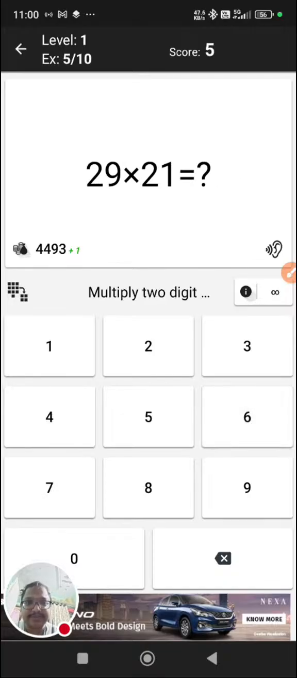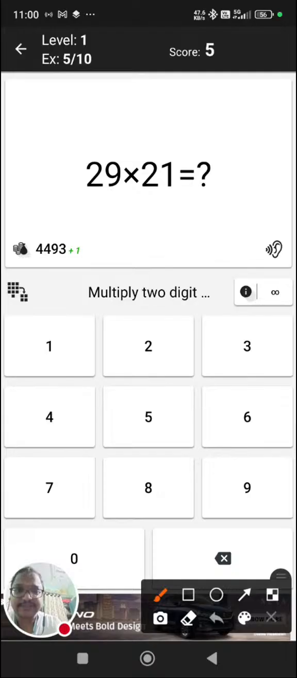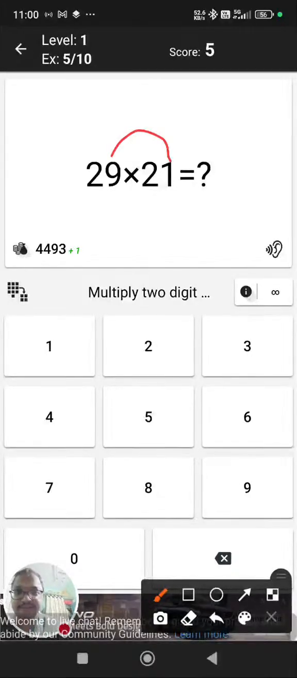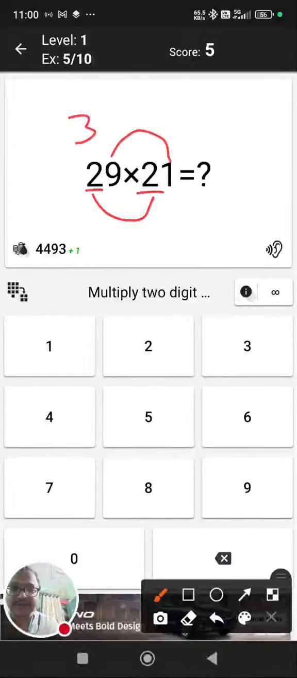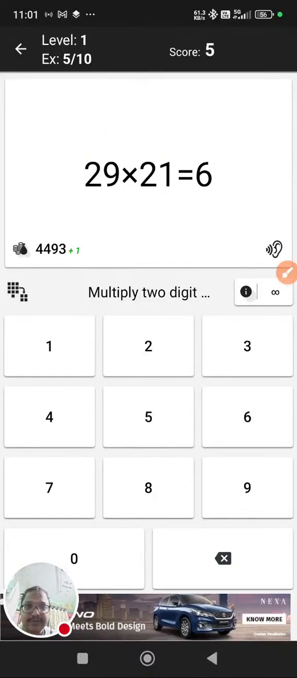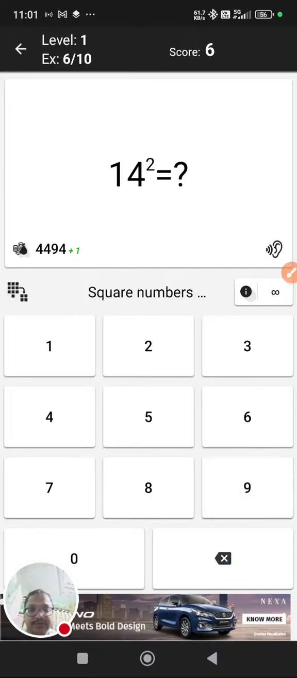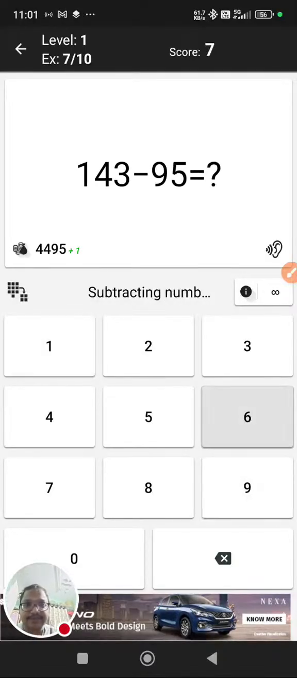This is 6. Here we see the unit digits, which are 10, and the tens place both are same. So then what we do is 2 plus 1, which will be 3. 3 into 2 times, which will be 6, and 9 into 1 times, which will be 09. So the answer will be 14 square, which is 196.